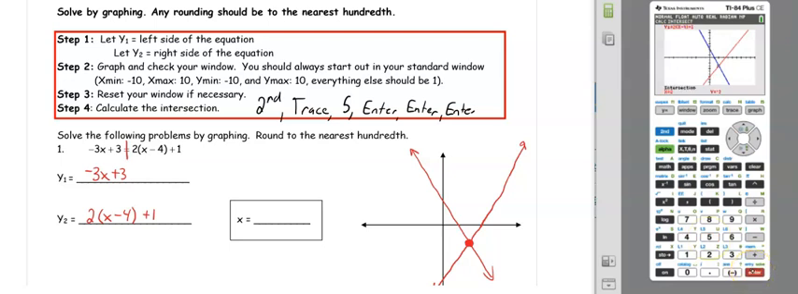Now it says intersection at the bottom. X is 2, y is negative 3. So we write this as a coordinate, 2, negative 3, which in this case means that x equals 2. We always want the x coordinate.